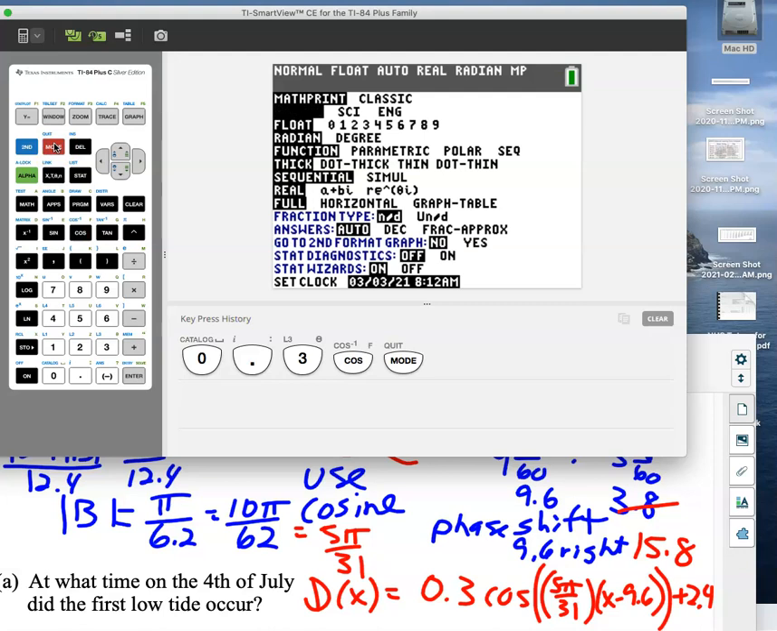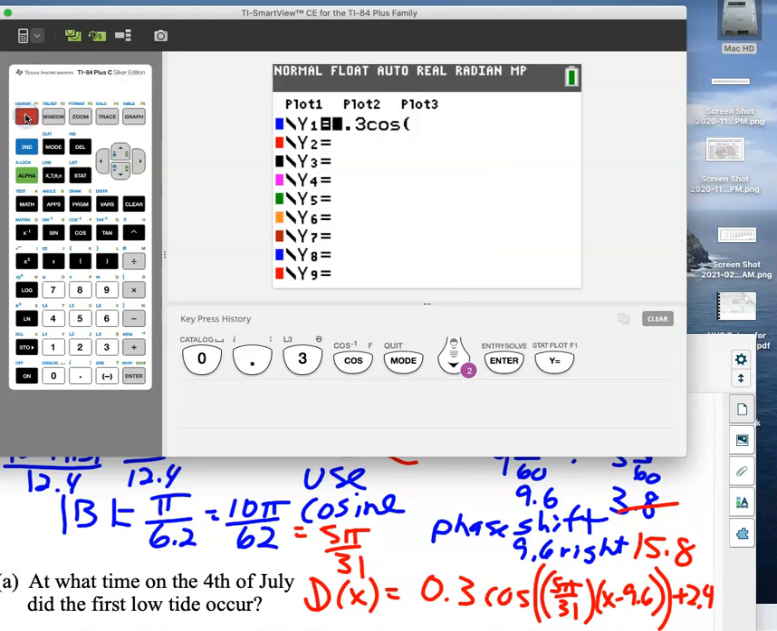Aha! This one's already in radians. If yours isn't, because we've done a lot with degrees recently, go down there, get your cursor on top of it, hit enter, back to y equals. Here's my 0.3 cosine.